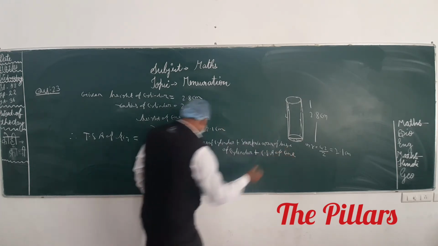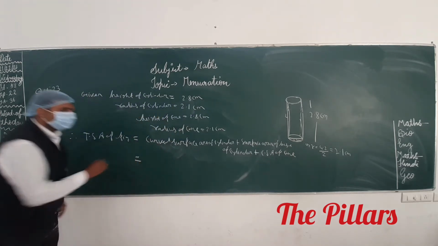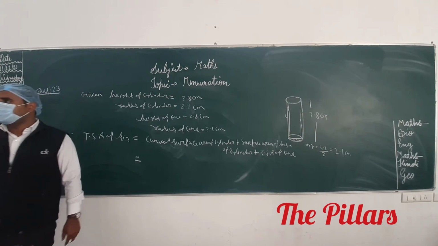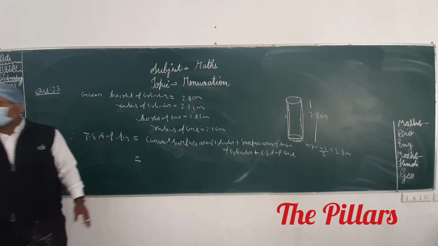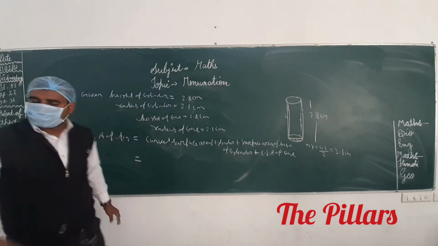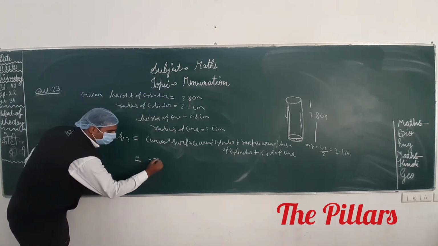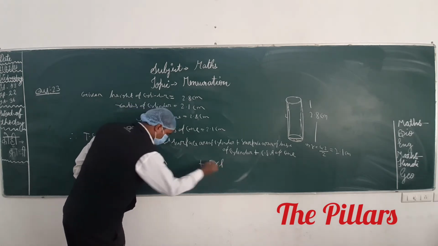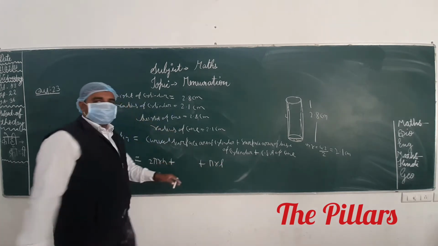No, sir. Okay. Aditi, curved surface area of cylinder. Curved surface area of cylinder plus, curved surface 2 pi r h. Curved surface area of cone plus, pi r l.